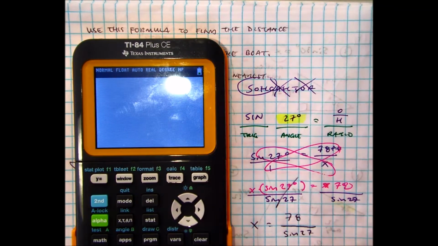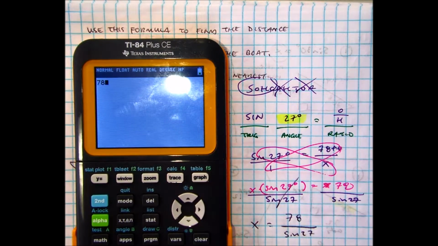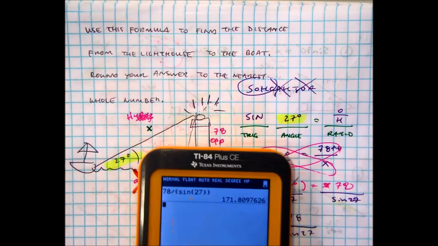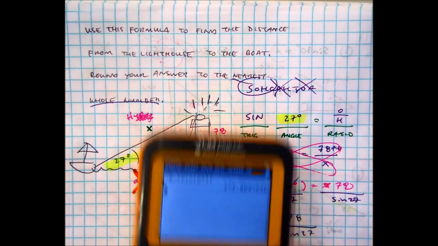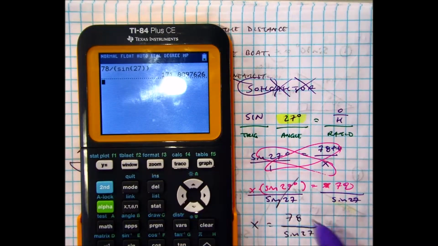Now that I've done all the work, now I'm going to put it in my calculator. 78 divided by, with an extra set of parentheses, sine of 27. And we're rounding to the nearest whole number. So that would be what, class? 172.